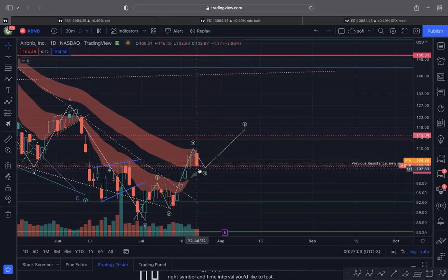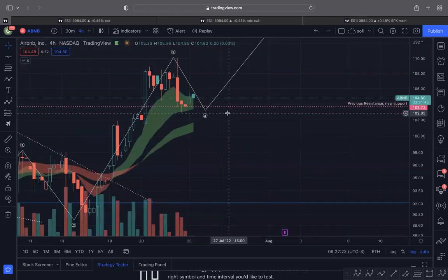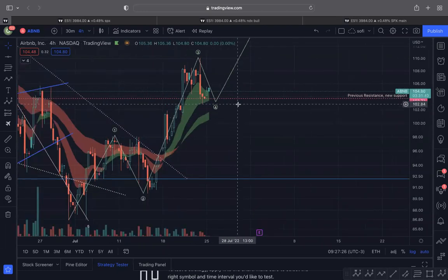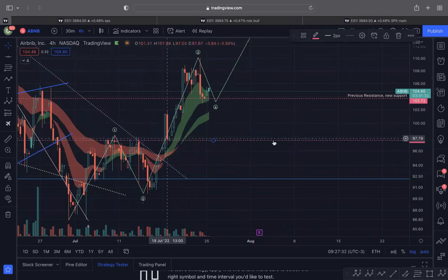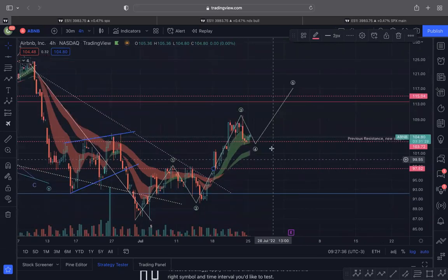So that's the reason I have this. As long as this level holds this new support, I think Airbnb could run up to 115. If 115 breaks, 125. That's on the bull side. Obviously, if we cannot hold over this line, then below 103, I would expect us to come retest previous resistance at 97. So those are the bull and bear versions.